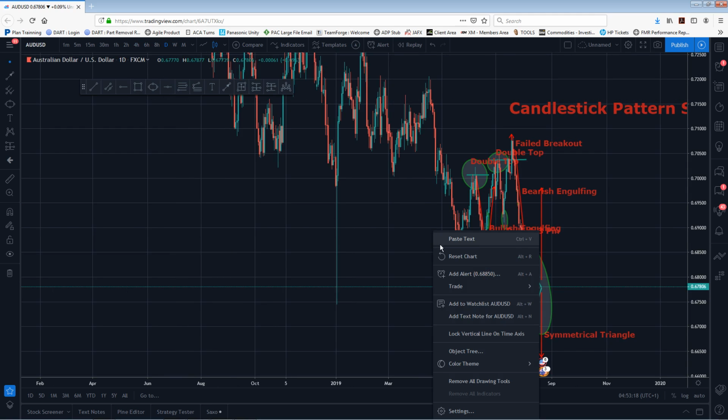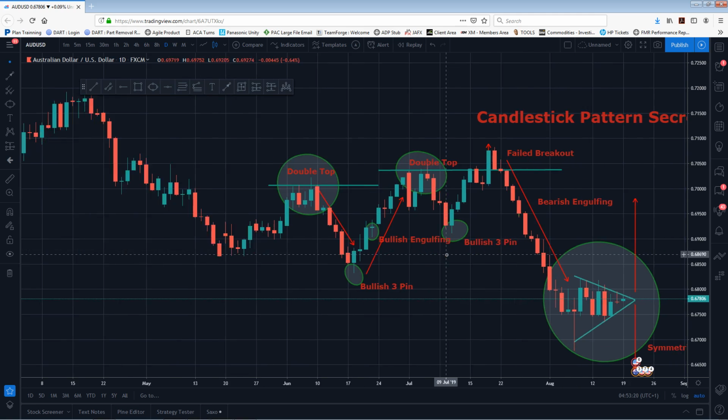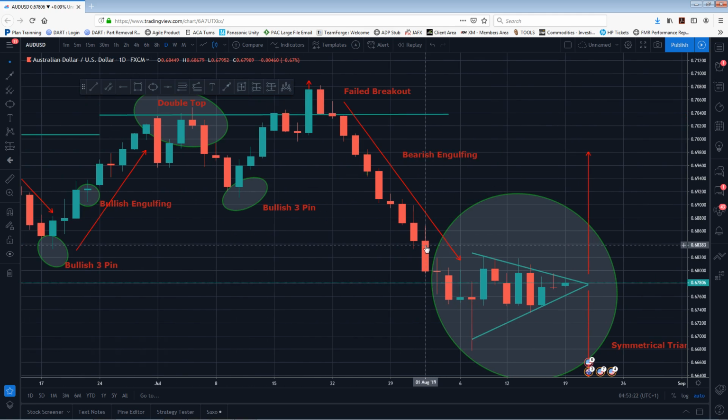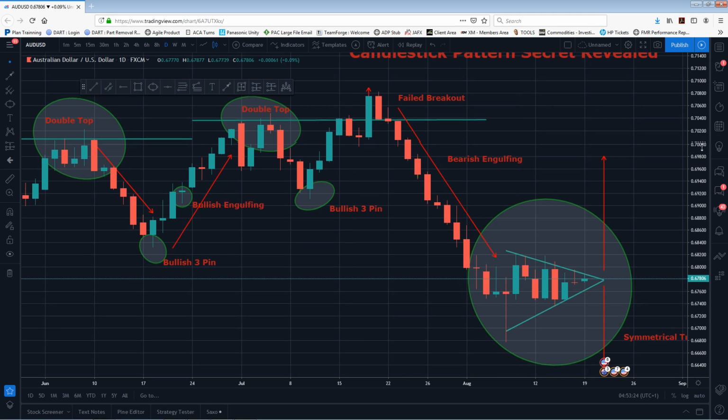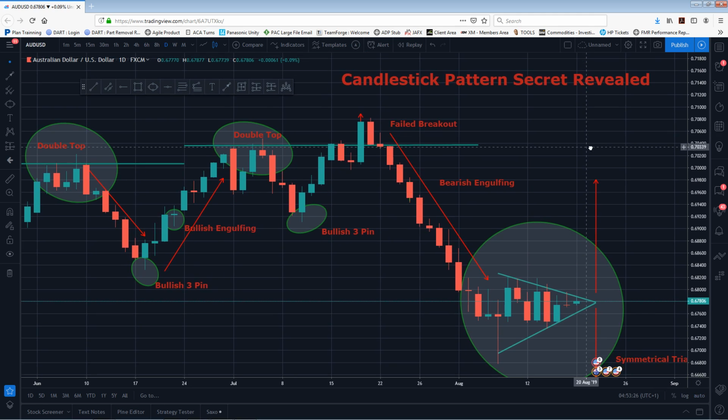So I'm just going to hit reset chart, and I want you to make sure you know this, and if you don't, it's okay. Listen up now. Because I switched to the daily time frame, each one of these candles is one day. This is another day. This one right here, another day. This is another day. And one day has 24 hours, right?